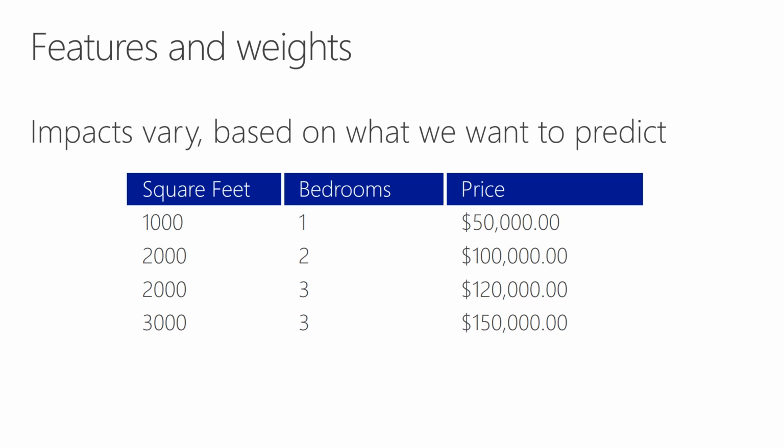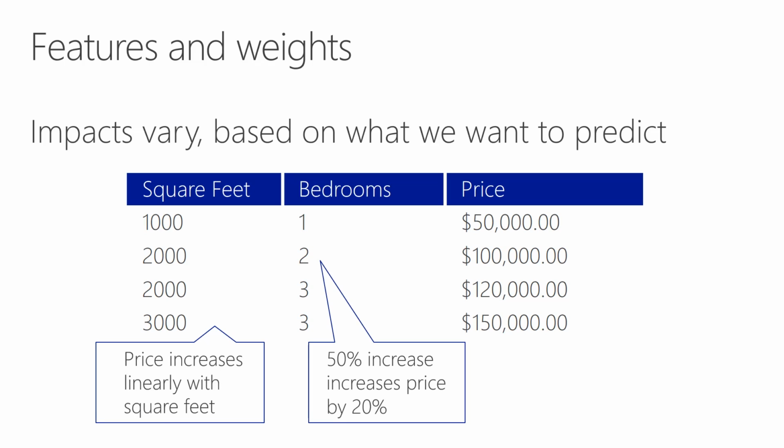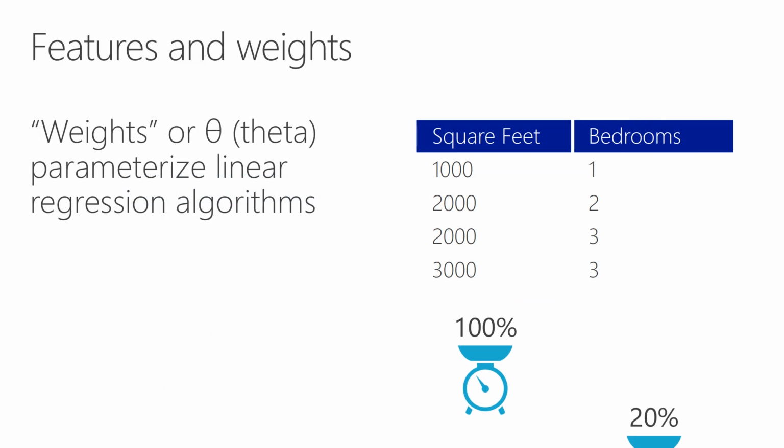So these weights help us, because if we look at my data here, notice that the square footage increases linearly with the price. But the bedroom count only slightly modifies the price. So we can't just blindly apply both of our features in the same way. This is where our weights come in.